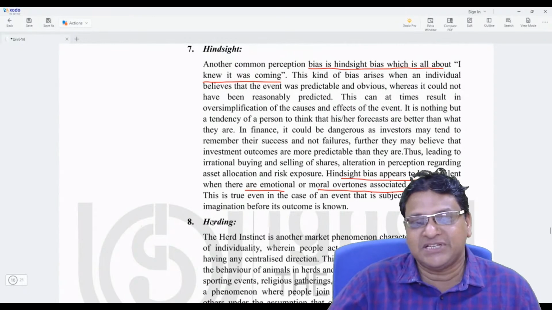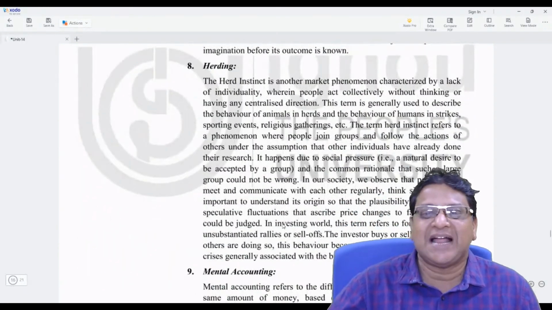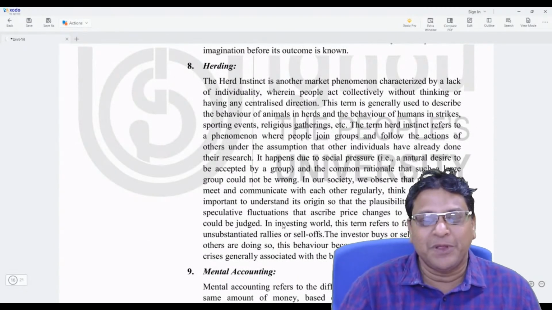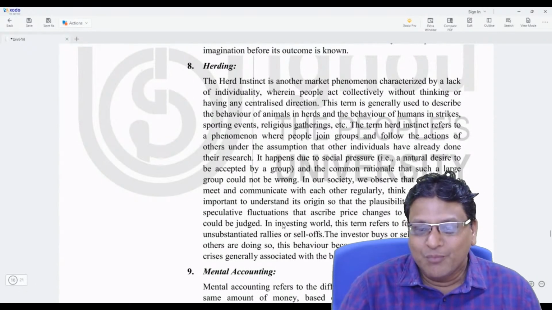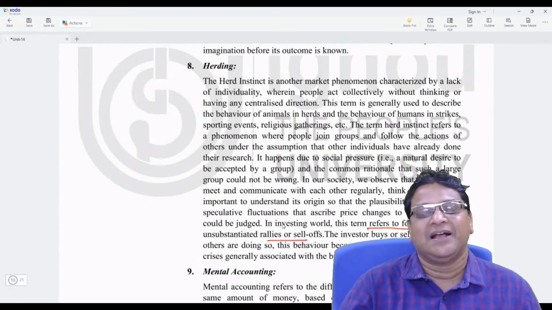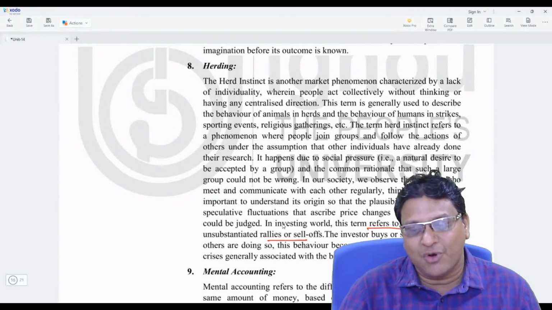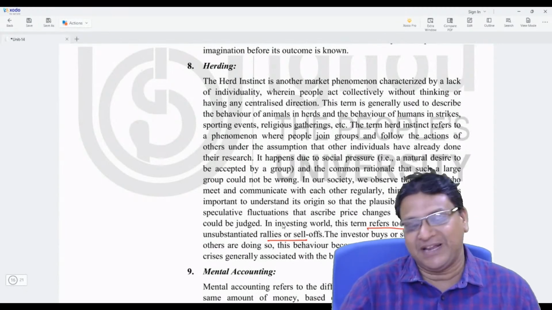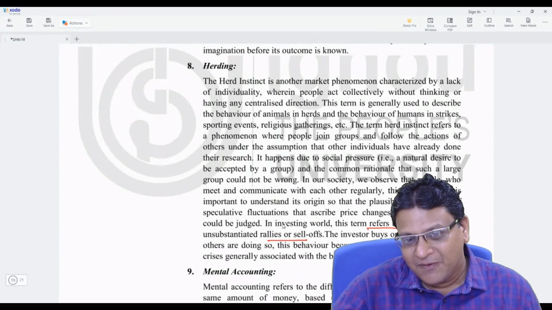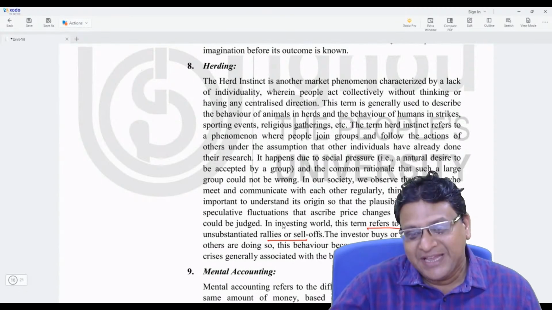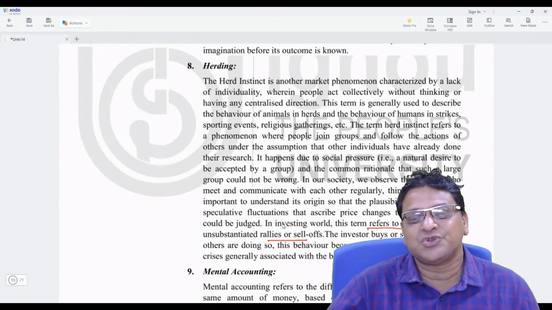Then herding. What is herding? The herd instinct is another market phenomenon. We say that there is a herd mentality among people. Generally, we know that most people buy when the stock market is at its peak, and they sell when the stock market is at its lowest level, due to herd mentality. What the group is doing, you have to do. You are influenced by the behavior of society.